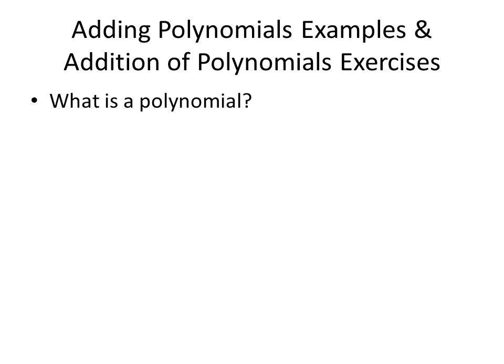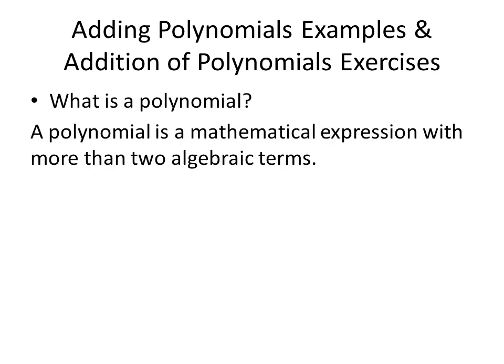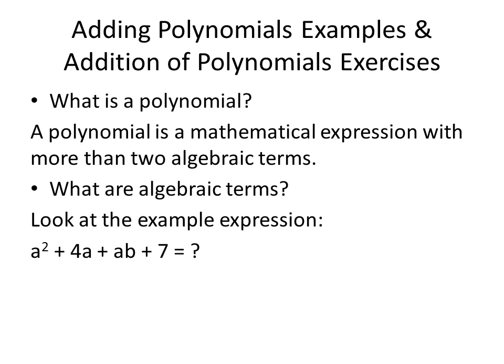Let's go back to our first question. What is a polynomial? Simply defined, a polynomial is a mathematical expression with more than two algebraic terms. What are algebraic terms? Well, let's look at this example expression. A to the second power plus 4a plus ab plus 7.